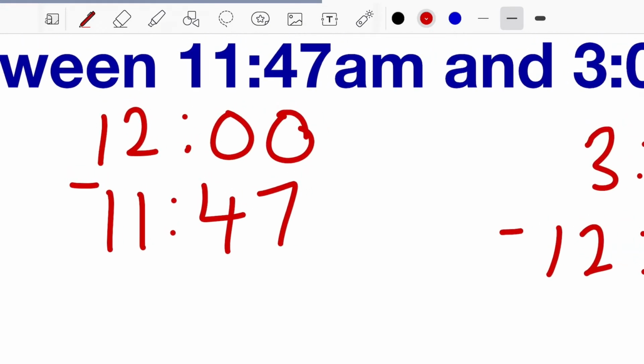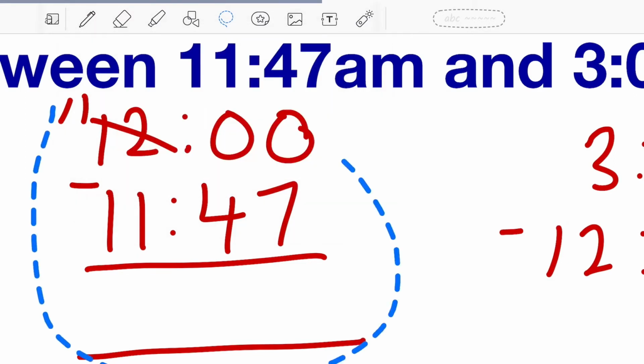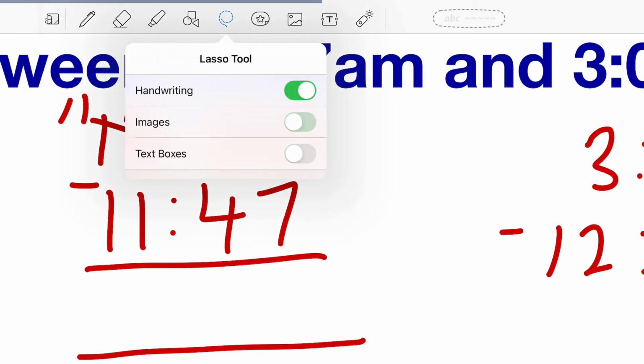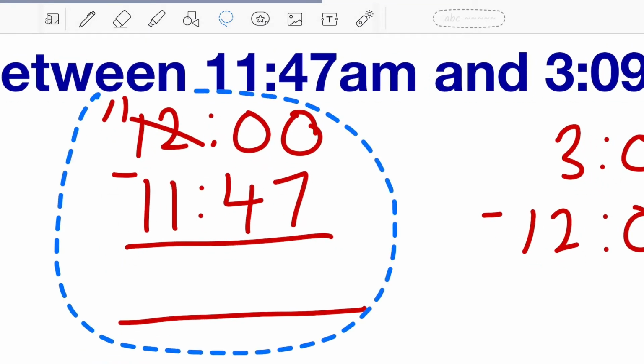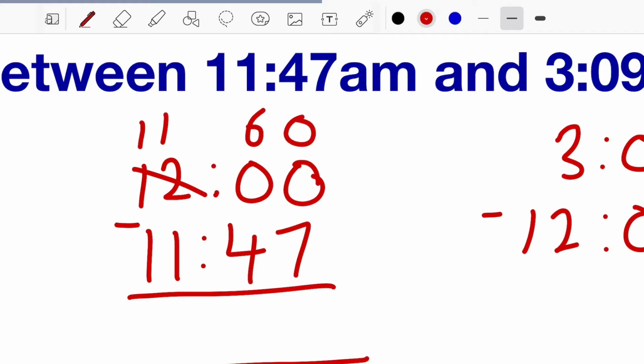So we can simply subtract this one here. So we know that 0 cannot take away 47, so let's borrow from the 12. So 60 minus 47 would be 13. So that's 11, take away 11 is 0, so that's 13 minutes.